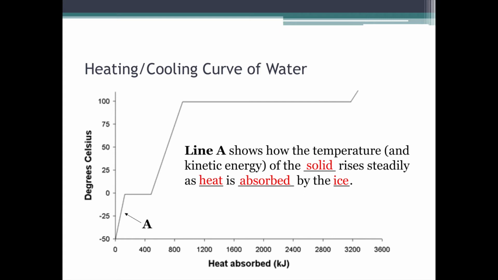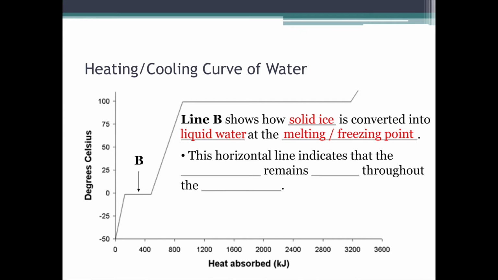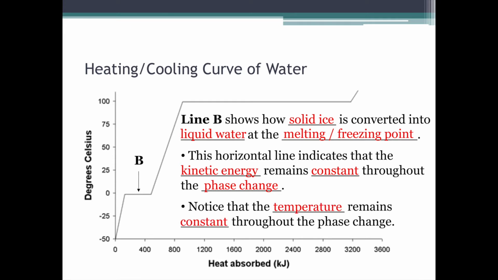Eventually, we're going to hit the melting point, which is where we get to line B. Line B shows how solid ice is converted into liquid water at the melting/freezing point. This horizontal line indicates that the kinetic energy remains constant throughout the phase change. If the kinetic energy is remaining constant, notice that the temperature remains constant throughout the phase change as well. Instead of the energy going towards raising kinetic energy, instead of moving faster, the energy is going into breaking intermolecular forces to go from solid to liquid.